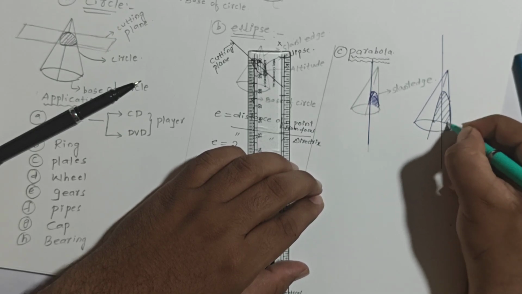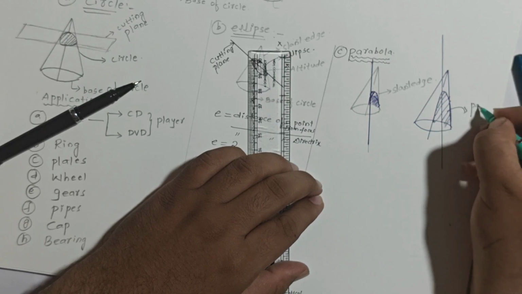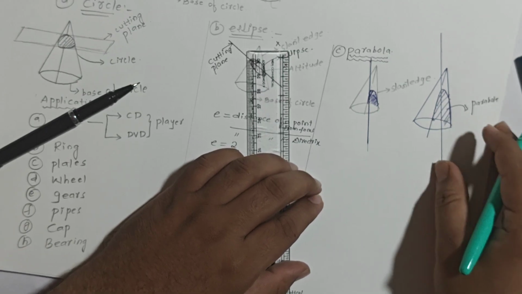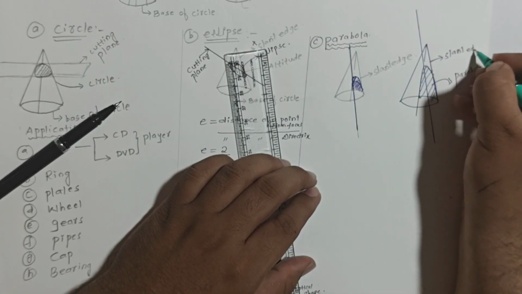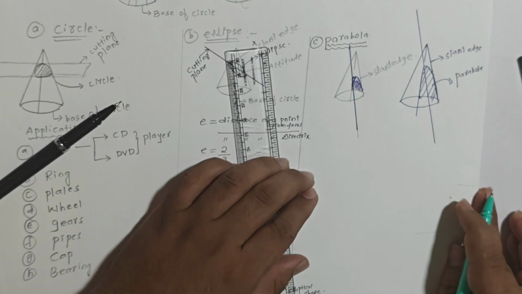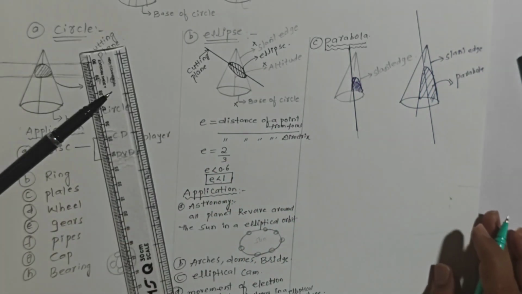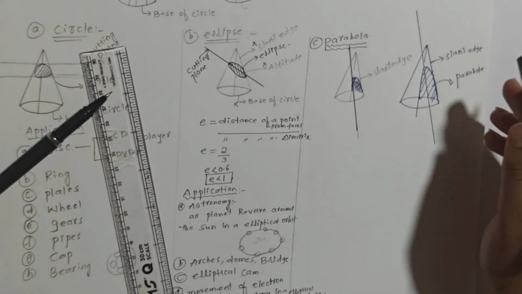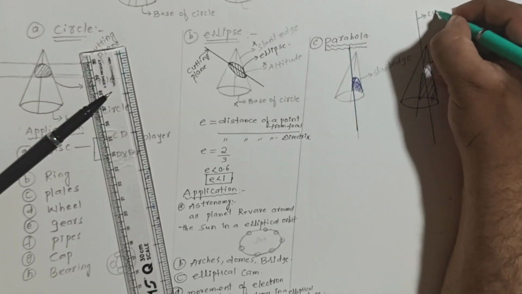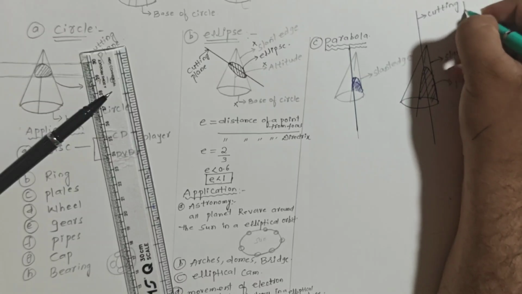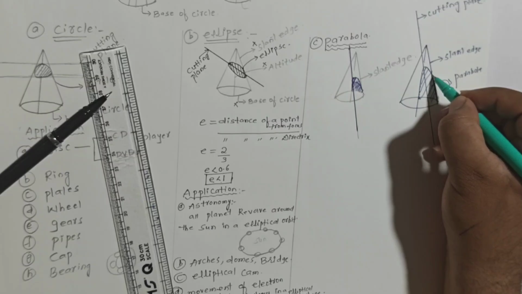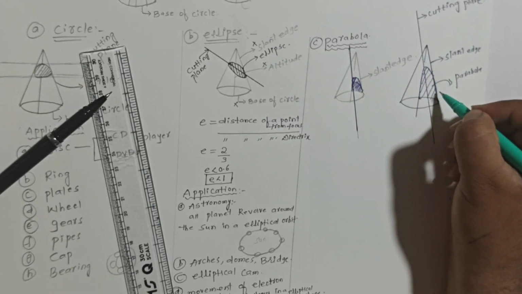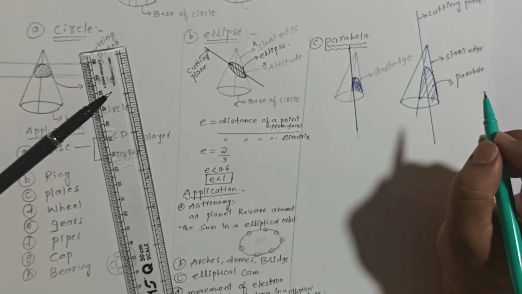Clear? This is the parabola. It's parallel to whom? It's parallel to the slant edge. So in the exam, if they ask how you will get the shape of a parabola, then you have to give the answer in such a way that this cutting plane, the cutting plane, is parallel to whom, dear? It's parallel to the slant edge. On the surface of the cone, the parabola will appear.